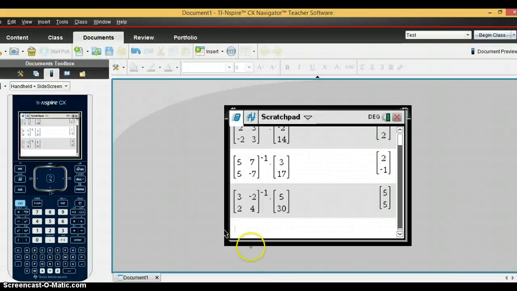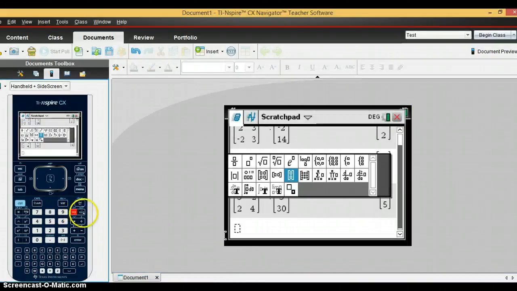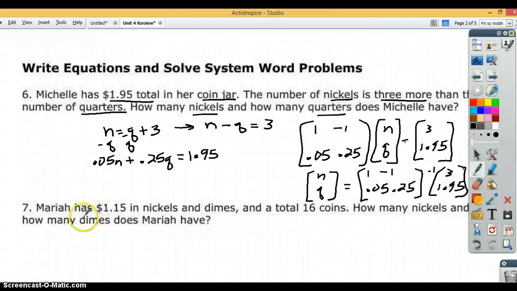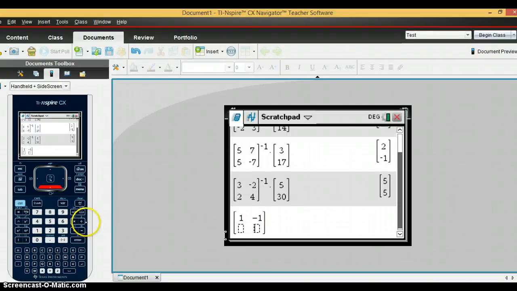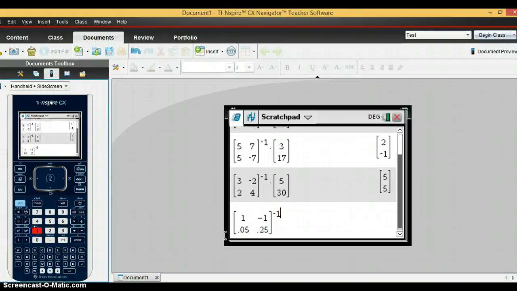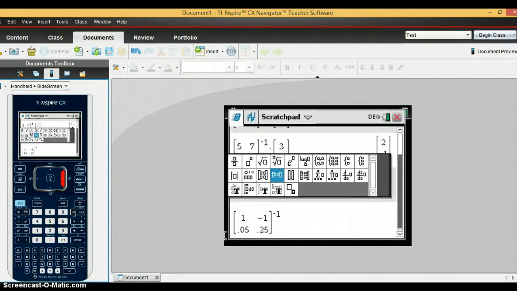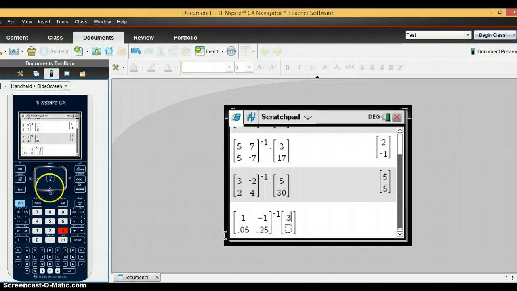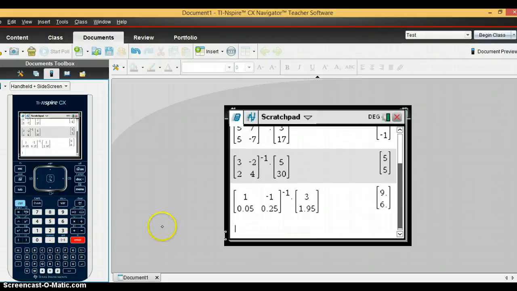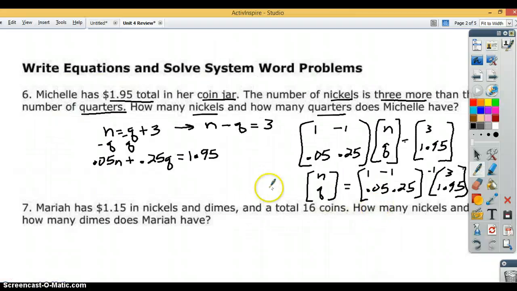So we would go to the calculator. So we have a 2 by 2 of 1, -1, 0.05, 0.25. Raise that to the -1. And then we have our 2 by 1, which is 3, 1.95. And when we do that, we get 9 and 6. So that means N equals 9, Q equals 6.